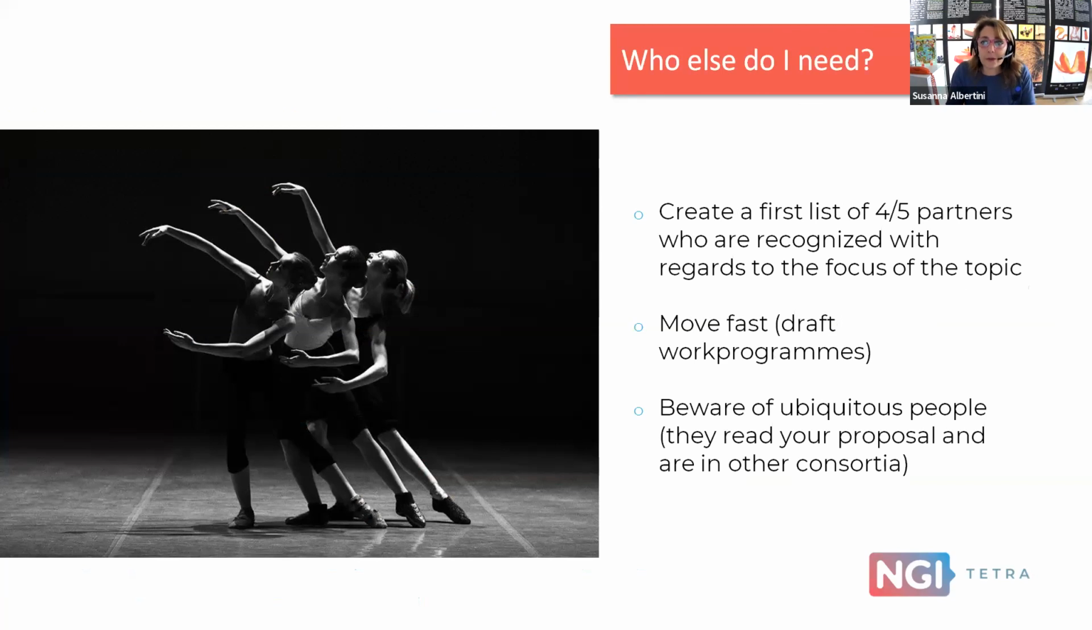And then what else do you need if you are proposing a new project? You have to create a first, let's say, short group of 4 or 5 partners that are already recognized in the context and with regards to the topic. You have to move fast because the work programmes are released in the draft phase. So if you already understand that there will be a specific call that is very interesting for you, don't wait until the very last minute, especially for creating the consortium, because otherwise the best fish will already be caught by someone else. And be aware, because there are some companies that are everywhere, and if they are in your proposal and also in other proposals that are competing with you, they will not give you a unique point compared to the others. So it's better to have someone else in that case.